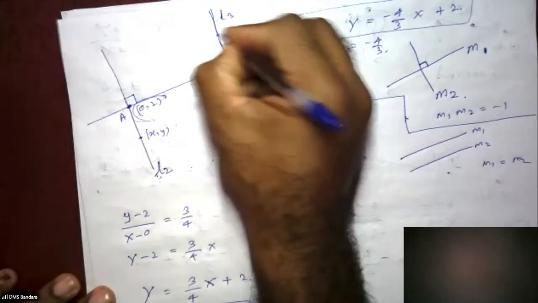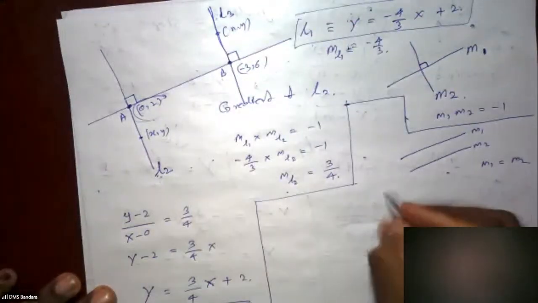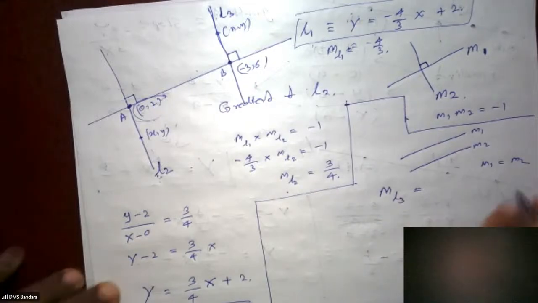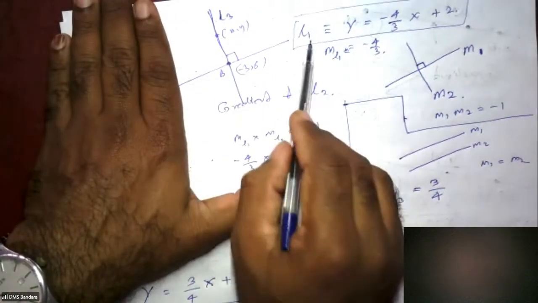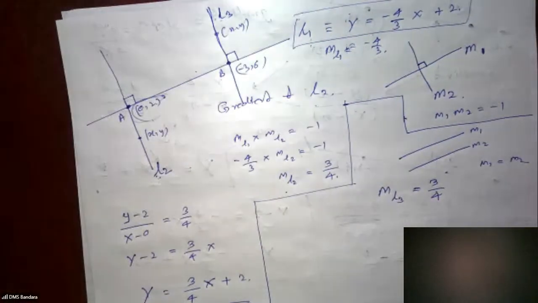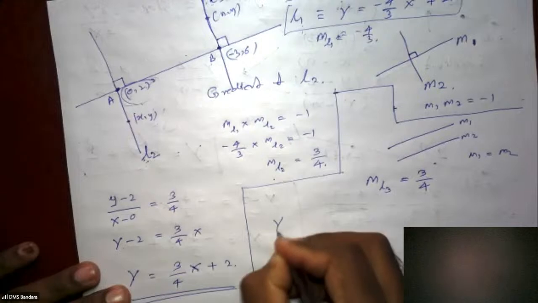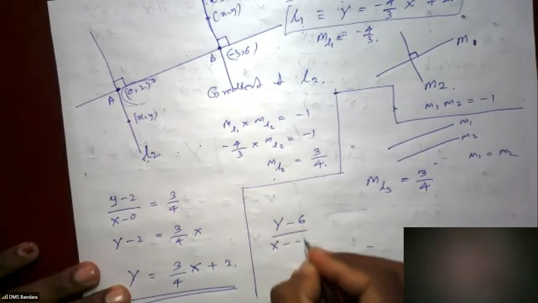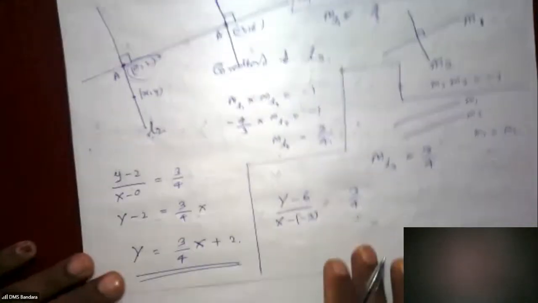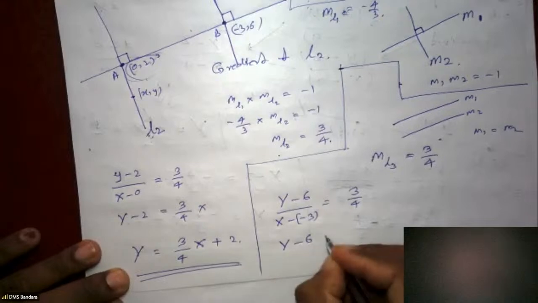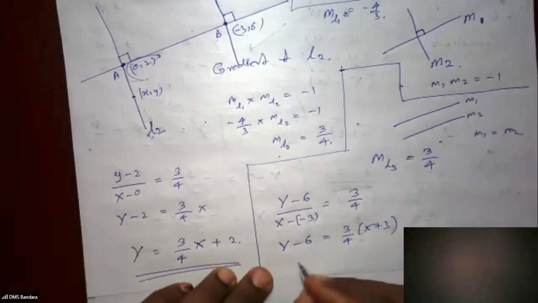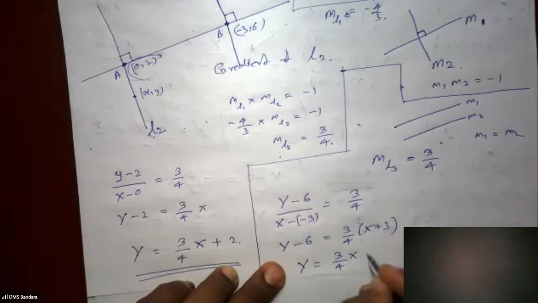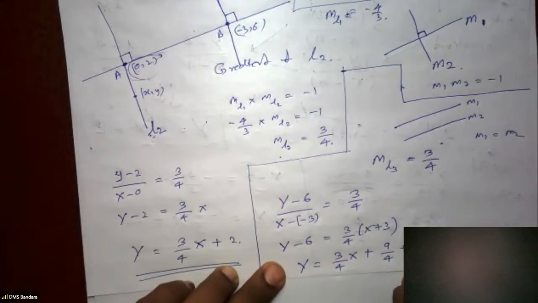Right? I pick a random point from here, x comma y. Now we already know the gradient ML3 equals what? 3 over 4. Or we can go for the other method: since L3 and L1 are perpendicular, by applying this we can find the gradient of L3. By considering the random point x comma y, we can write y minus 6 over x minus minus 3 equals 3 over 4. Y minus 6 equals 3 over 4 times x plus 3. Y equals 3 over 4 x plus 9 over 4 plus 6.